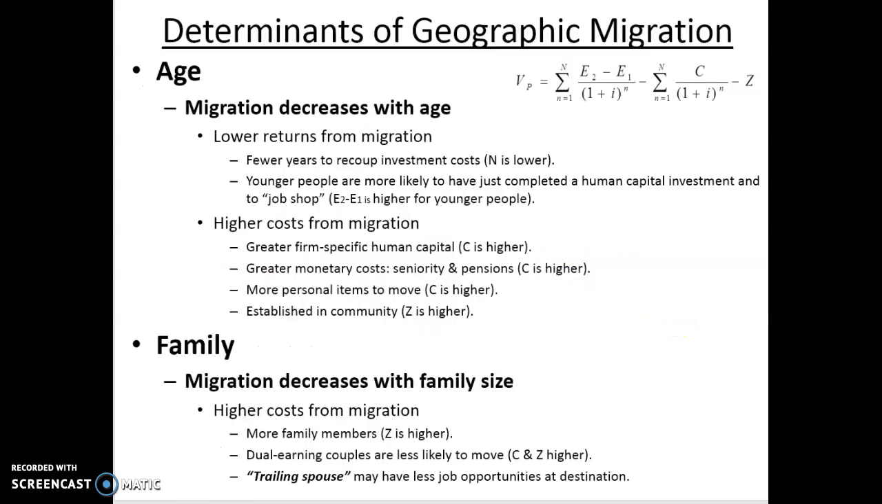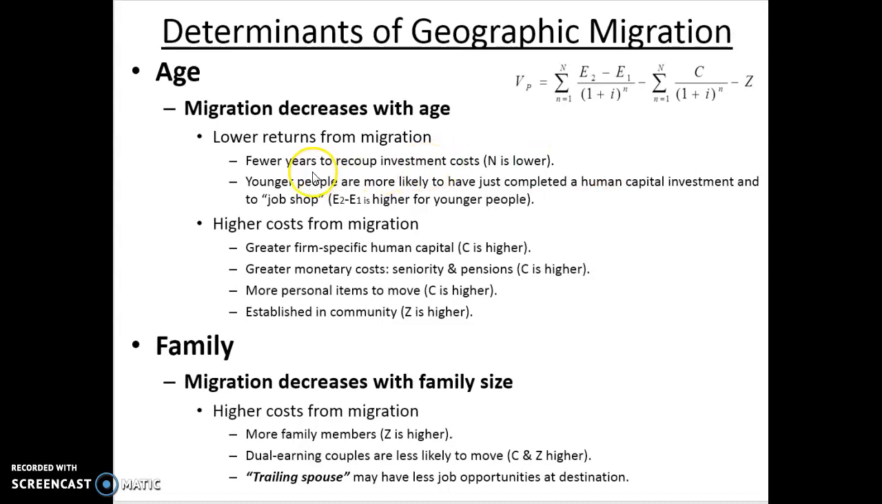Some of the determinants of geographic migration. Age matters. Migration will decrease as you get older, primarily because you have fewer years to recoup the investment cost. This N here is lower. If you're 20 and you're going to move from San Diego to New York to get an extra $10,000 a year, extra $10,000 for the next, let's say, 40 years, that's going to give you a lot more return on that moving investment than if you're 64 and you're going to move there to do your last year in your career.